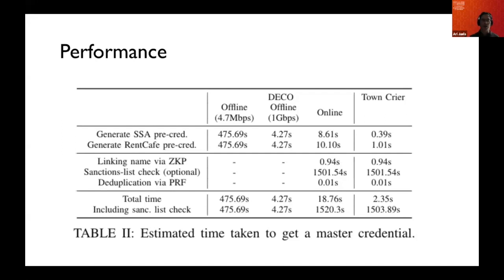In a high bandwidth environment, this pre-processing, this offline phase can take a matter of just a few seconds. The online phase for obtaining credentials, you see, is relatively efficient, requiring just under 9 seconds. And all of this is with DECO.